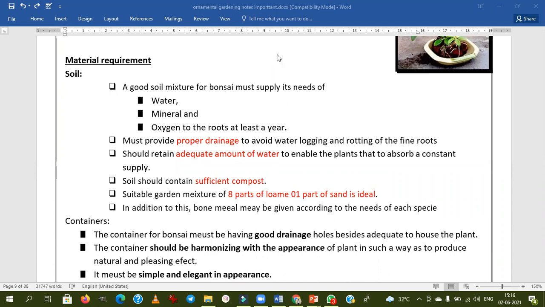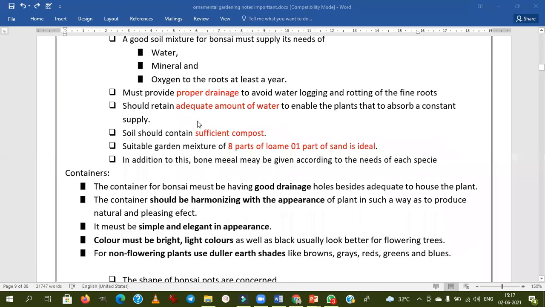Okay. The materials required for making a bonsai. What do we need? A good soil mixture for bonsai must supply its needs of water, minerals, and oxygen for the roots to respire. And proper drainage should be maintained. Why? To avoid waterlogging or rotting of the fine roots. And adequate watering should be done. And we should apply sufficient compost in the soil mixture.